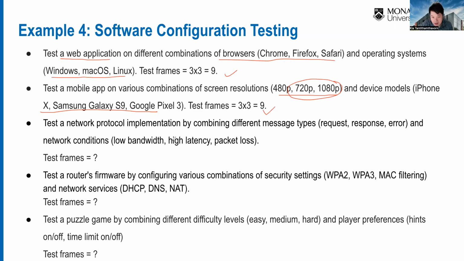Same one, right? Okay, next one. Let's say we want to test a network protocol implementation by combining different message types: request, response, and error, and network condition. We have 3 choices here. How many test frames? 3 by 3 equals 9. Same. This one is also 9. Ah, that's too easy. All right, move on.